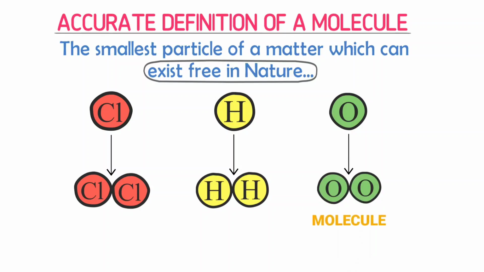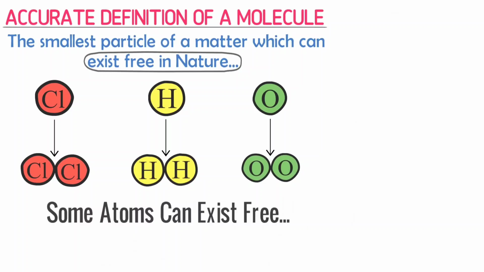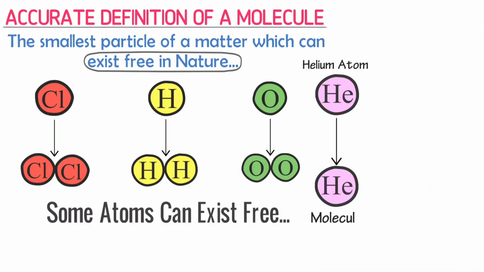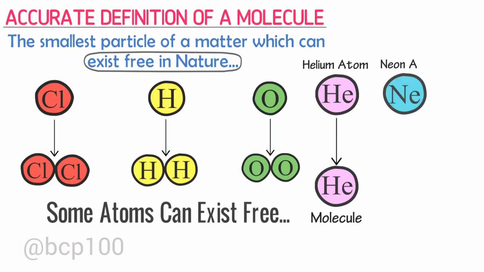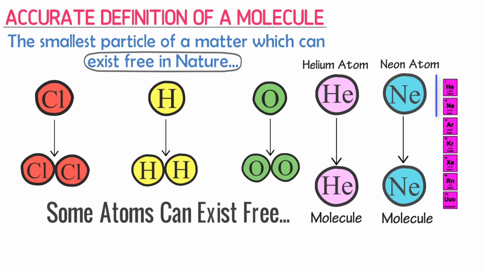Now remember that there are some atoms which can exist freely in nature. For example, consider a helium atom. It can exist freely or independently in nature, so it is also a molecule. Consider a neon atom. It can exist freely in nature, so it is also a molecule. Note down that all group elements like neon, helium, and krypton are atoms as well as molecules because they exist independently in nature.